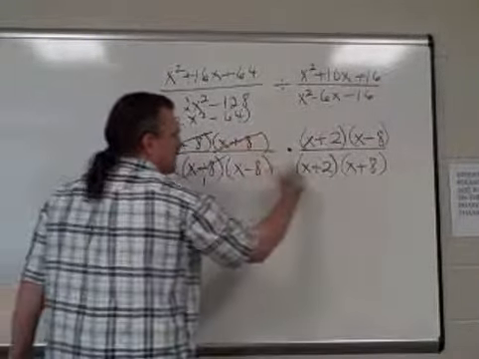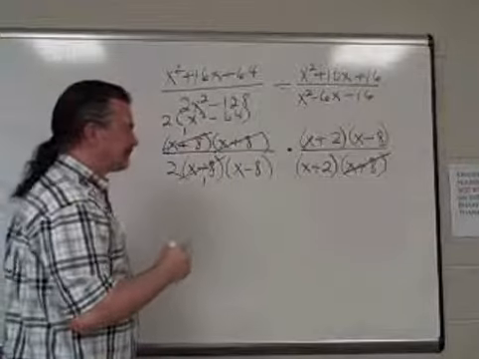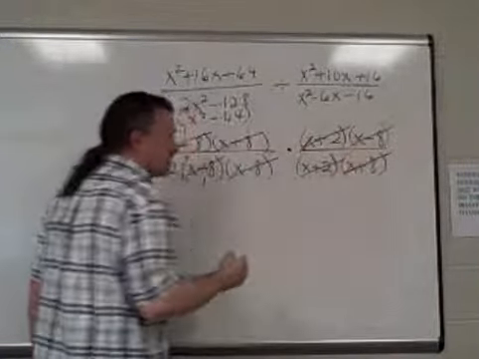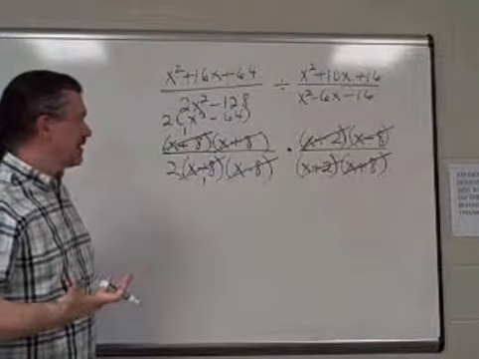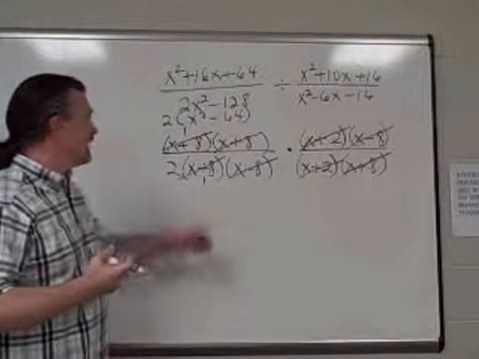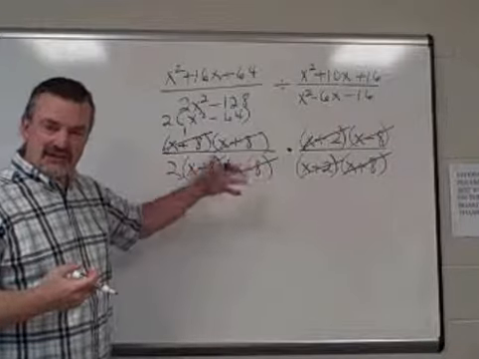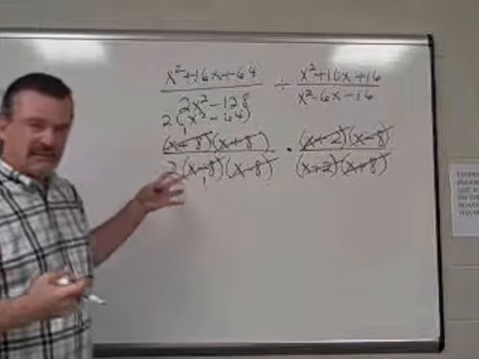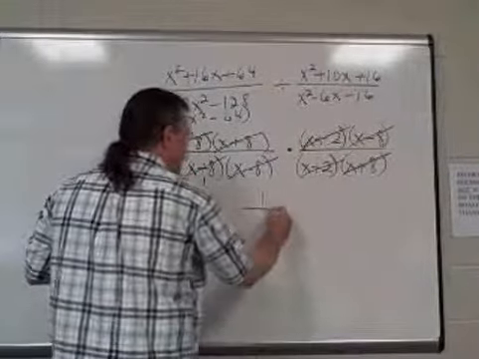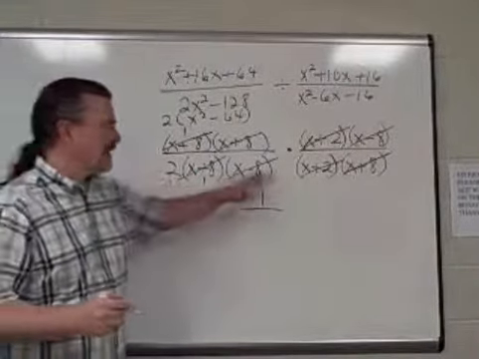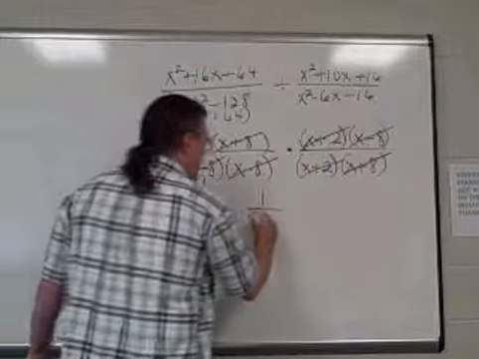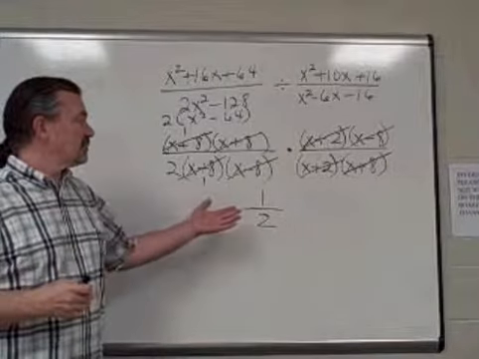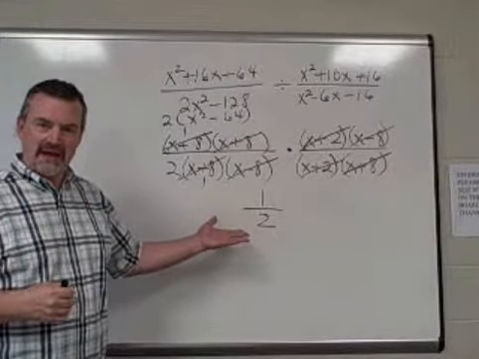This x plus 8 will cancel the x plus 8 over here. The x plus 2's will cancel. The x minus 8's will cancel. And again, each of those cancellations is canceling to 1, a factor of 1. So what's left in the numerator is simply factors of 1. And what's left in the denominator is 2 times a bunch of factors of 1. And that entire expression, as we perform the division, results in being equal to 1/2.